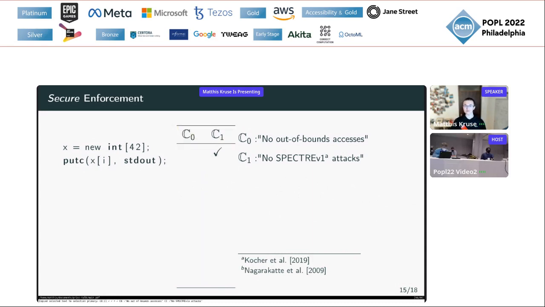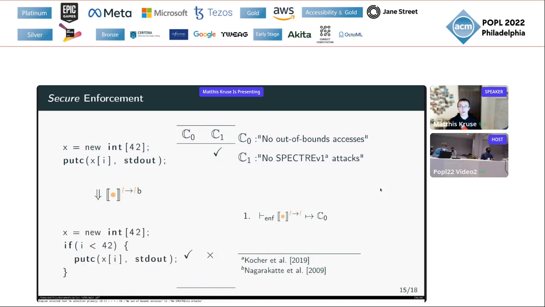As mentioned before, a great body of research has proposed such transformations. Now say we have an enforcement that translates this program and enforces that no out-of-bounds accesses happen. However, let's say we do it in a simplified style as presented in SoftBound, published by Nagarakatte et al. in 2009. So by inserting a branch which checks whether i is smaller than 42 and only then performs the access. Even though this enforces that no out-of-bounds accesses happen, we now have violated C1, since there is a speculative leak now.